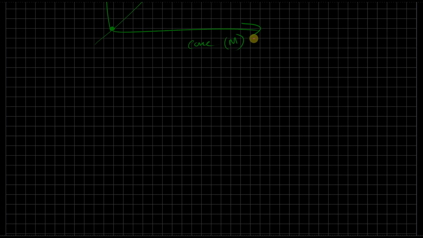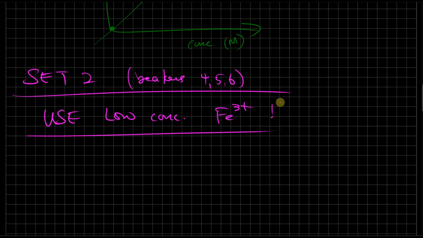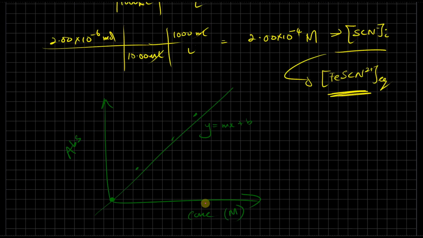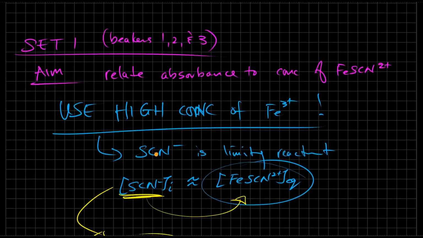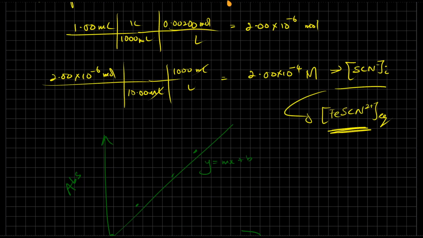Okay, the second part of this experiment, which we call set 2, and this will be beakers 4, 5, and 6, we need to use the low concentration of iron 3, right? And that way, the concentration of iron 3 and thiocyanate will be roughly equal to each other, and that could set up a nice equilibrium that we can do.